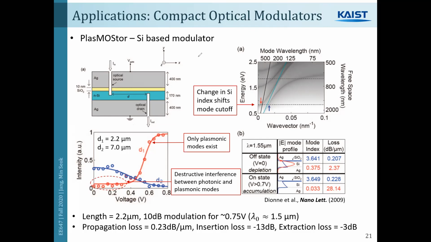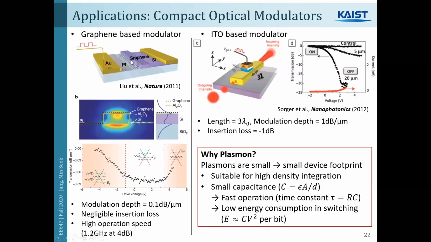Okay, so what else can you do? You can also do these types of things. Here you use graphene to modulate a silicon waveguide. And here it's also relatively compact. It's not that compact, but it's relatively compact.